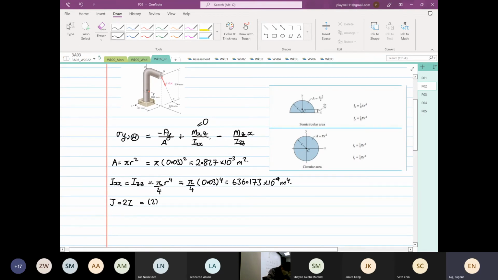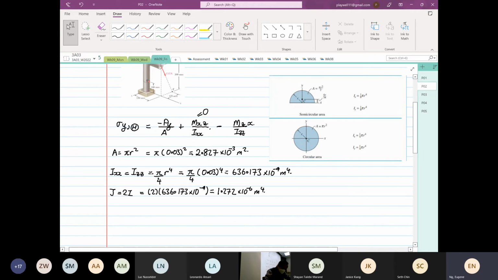So this is 2 multiplied by 636.173. Now this is for a shaft. I mean, polar moment is also always for cylindrical stuff, right? So this will be equal to 1.272 times 10 to the power minus 6 meter 4. Okay. So I have everything already.